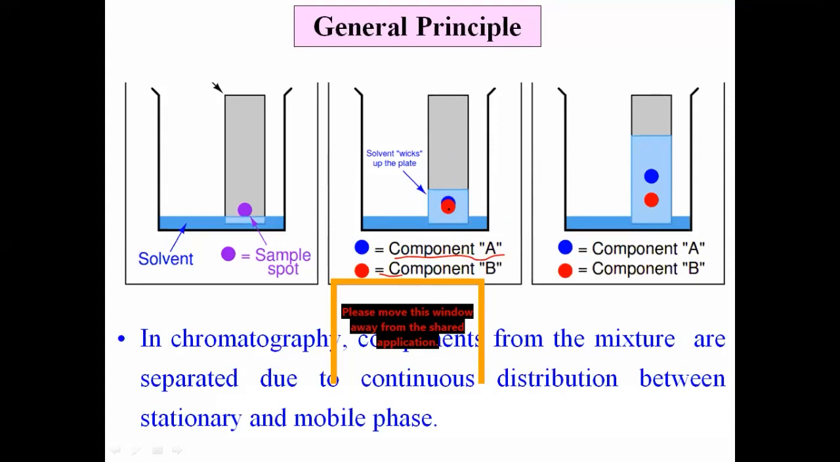The two compounds in the mixture, listen carefully, have different speed, different movement. Why do they have different speeds? One component, suppose blue, has more affinity for the mobile phase, therefore it moves fast. While another component, suppose red, is more soluble or has more affinity for the stationary phase, its movement is slow, and thus due to the difference in their movement they get separated. This is the basic principle.